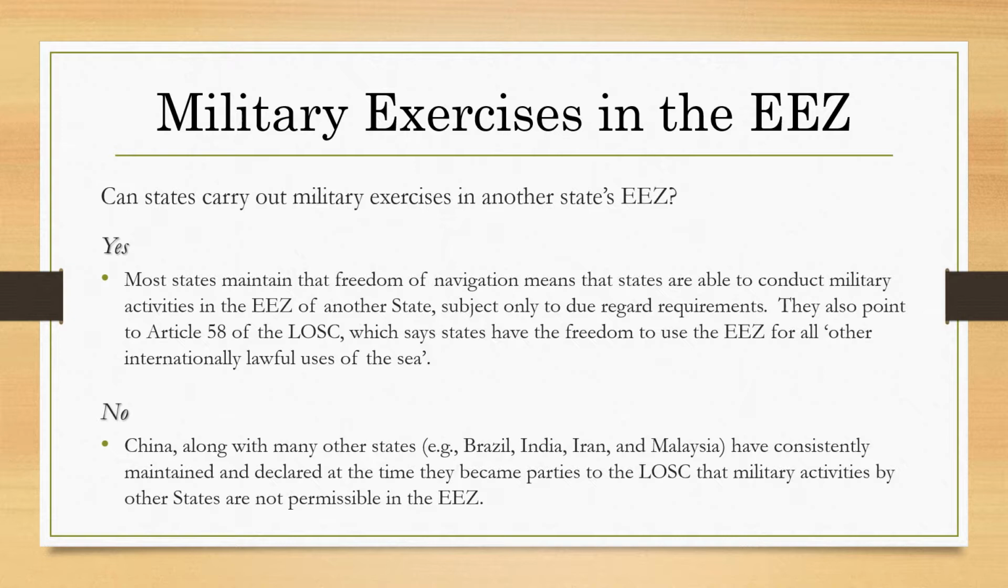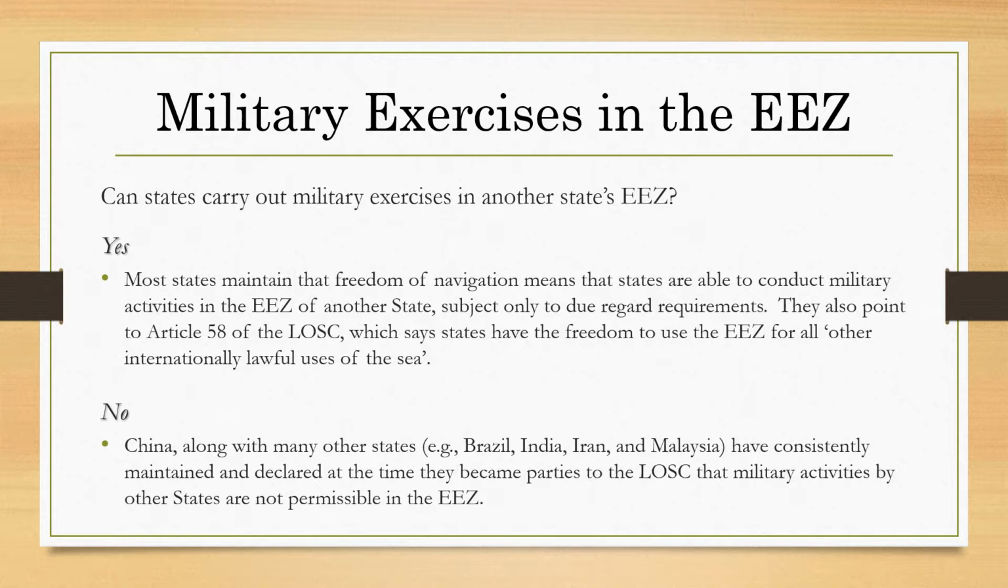They also point out that Article 58 of the Law of the Sea Convention, which is important on this, says that states have the freedom to use the exclusive economic zone for all other internationally lawful uses of the sea. So it's saying effectively, if it's not outlawed by the exclusive economic zone regime, then you can assume that the high seas regime applies, and that any lawful use of the high seas would apply as a lawful use of the exclusive economic zone.